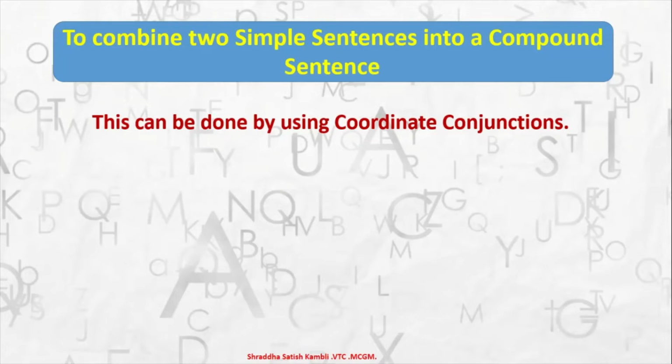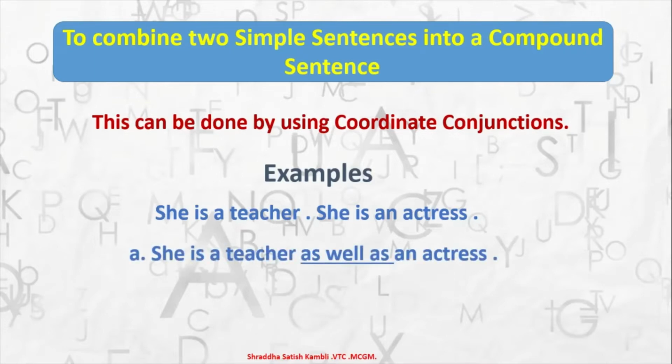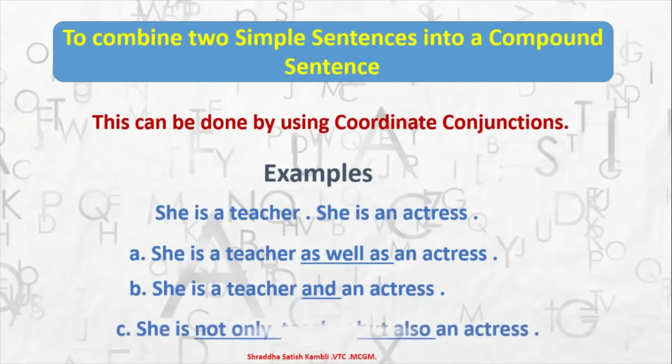Now moving on, let's take a look at some examples. So you have, she is a teacher and she is an actress. We will combine them using various ways. So let's see how we have done it. She is a teacher as well as an actress. Then you can say, she is a teacher and an actress. You could also say, she is not only a teacher but also an actress. So we have made use of coordinating conjunctions.